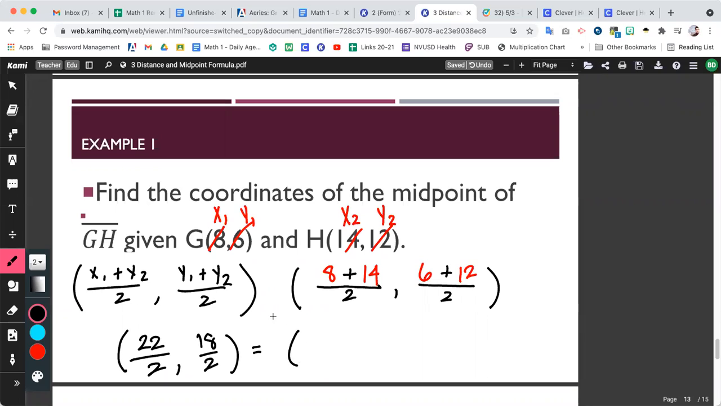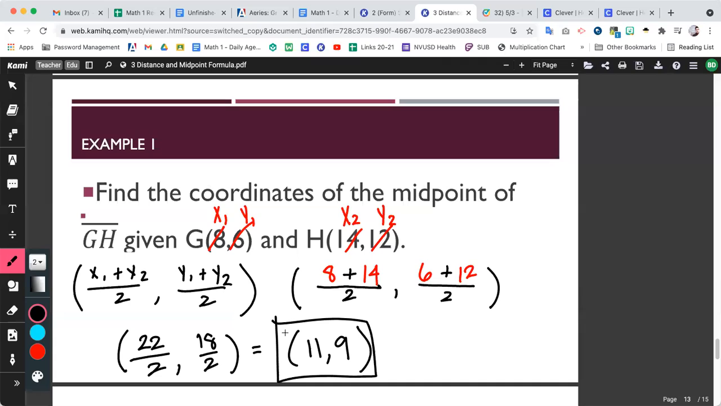So our final answer, 22 divided by 2 is 11. 18 divided by 2 is 9. And this is our final answer. In the correct format, you put parentheses, 11, comma, 9, parentheses, just like that. No spaces at all. Not that bad, right? That formula is a lot easier to use. You're literally just adding 2 numbers together, dividing by 2. Adding 2 numbers together, dividing by 2. That's it. Super simple. We have one more example.